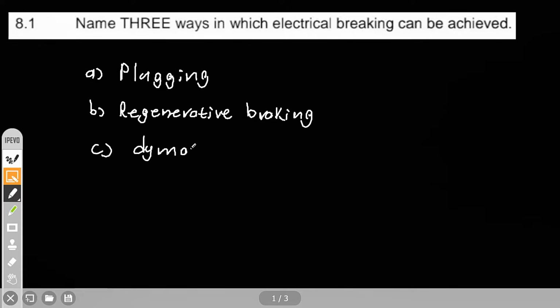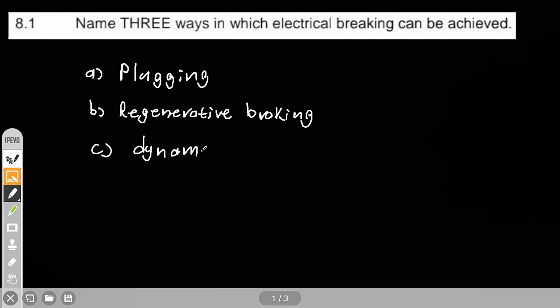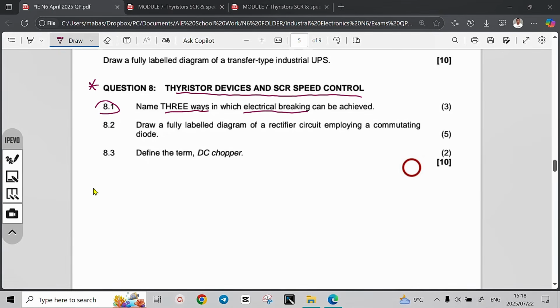Dynamic. Okay, made a mistake. It's your dynamic braking. Right, so those are your three methods, guys. Now let's focus on the next question. That is your 8.2. Draw a fully labeled diagram of a rectifier circuit employing a commutating diode.